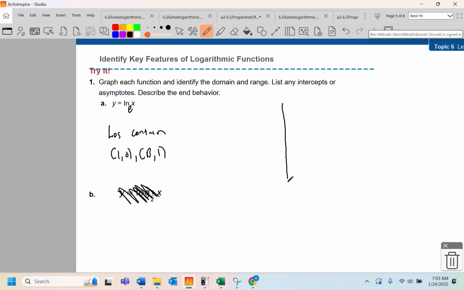So when I do my grid, I am going to contain 1, 0. There have been no shifts. I don't see anything telling me to shift left or right. So by default, I have a vertical asymptote at x equals 0. And let's just do our little table here. We have x, and then we're plugging into natural log of x.